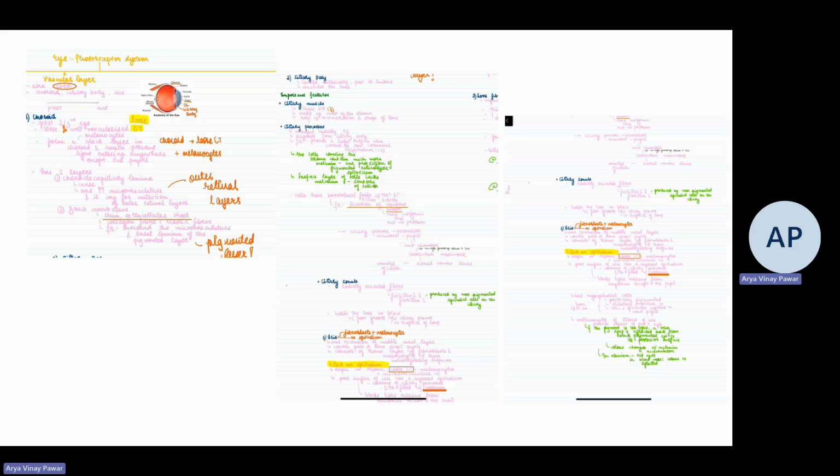The next is the ciliary body. The ciliary body is located anterior to the choroid but posterior to the limbus.